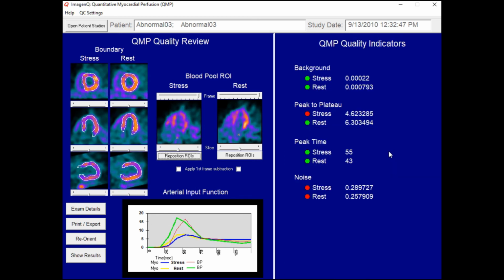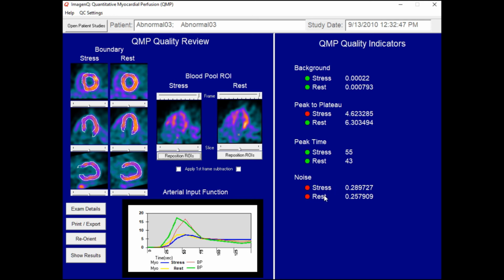The final example that we're going to look at is a case of a patient with a cardiomyopathy and a large BMI. So in this example, we look at our quality indicators, and we have 3 red lights. A red light for the peak to plateau at stress, and then the noise at stress and rest.